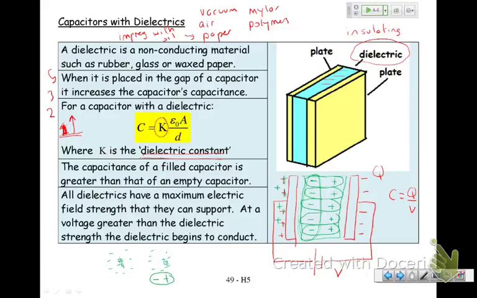So the proximity of these polarized charges to these charges from the circuit means I can add more charge, add more capacitance. So it's a real win-win situation. Put a piece of paper in between, you'll get more capacitance.